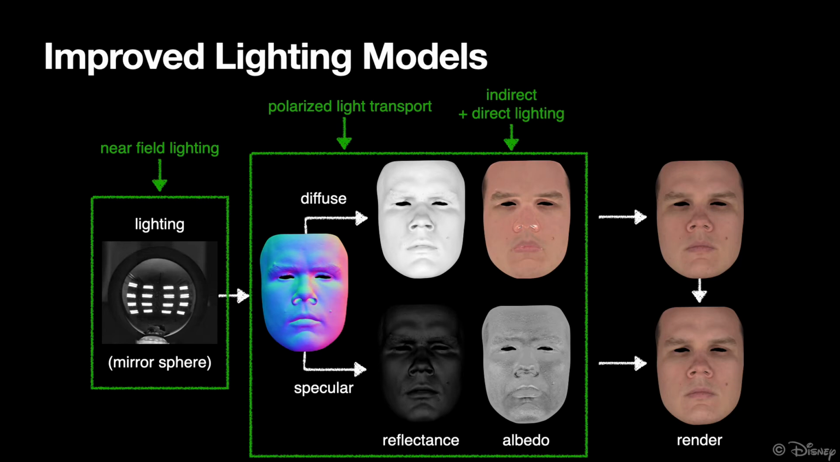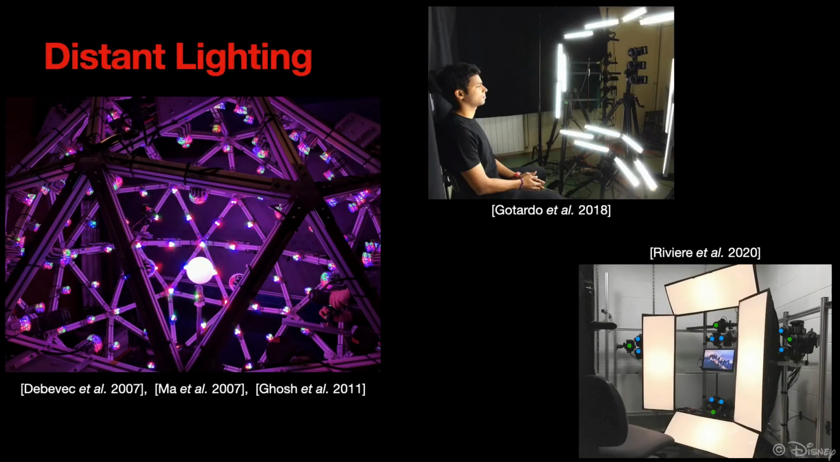In this work, we depart from these idealized conditions and move in the opposite direction to demonstrate the benefit of using more realistic models of light transport. We show gains in the quality of estimated appearance maps as well as in the resulting face rendering, with only a small increase in computational complexity. We begin by looking at the assumptions of distant lighting.